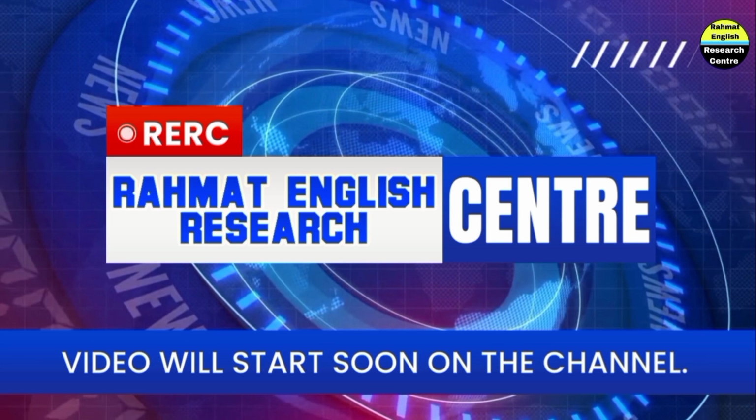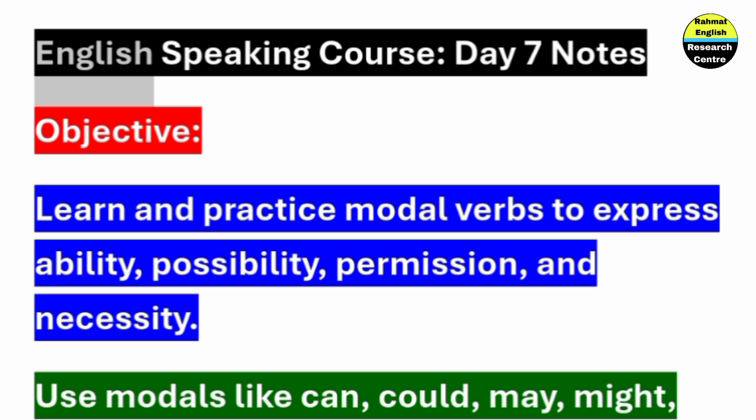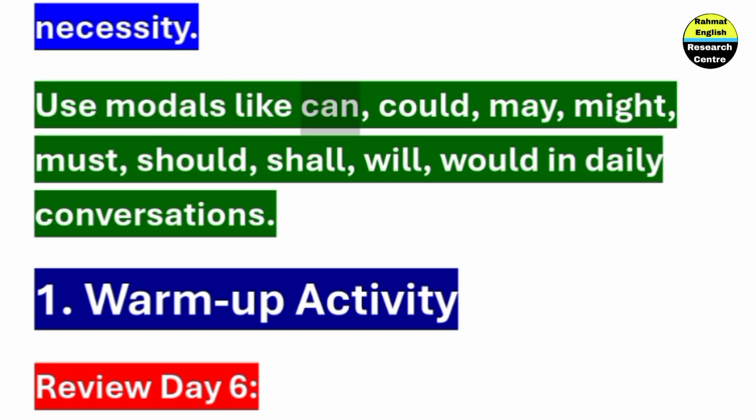So, let's get started. English Speaking Course, Day 7 Notes. Objective: learn and practice modal verbs to express ability, possibility, permission, and necessity. Use modals like can, could, may, might, must, should, shall, will, would in daily conversations.